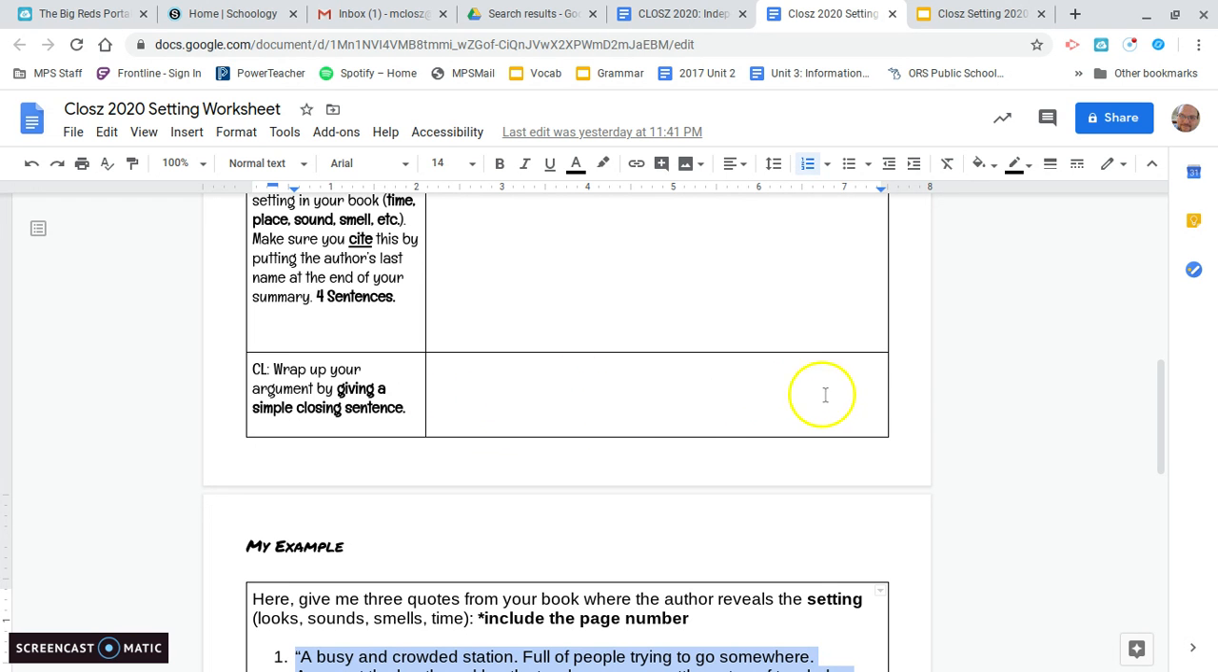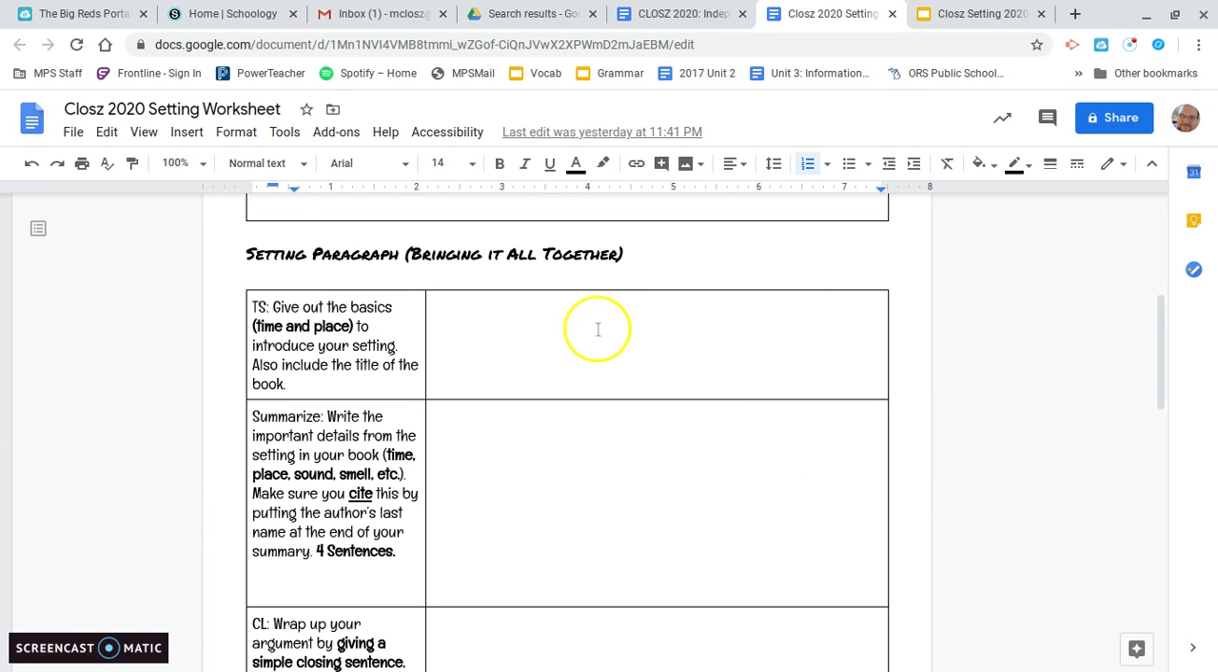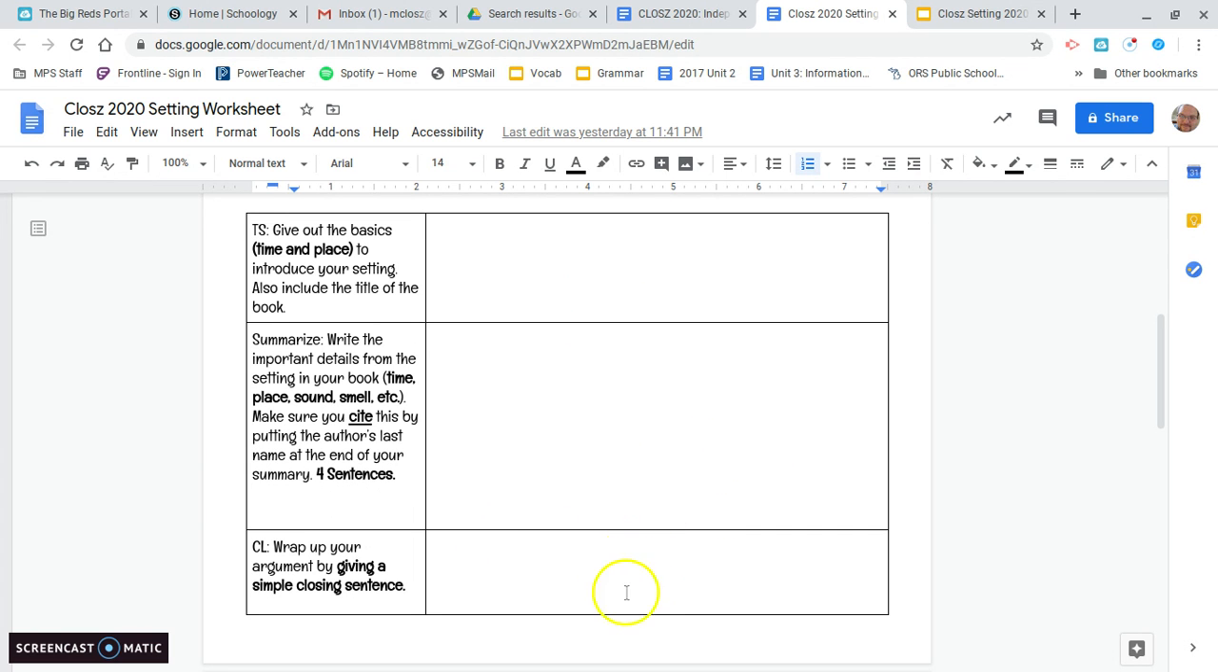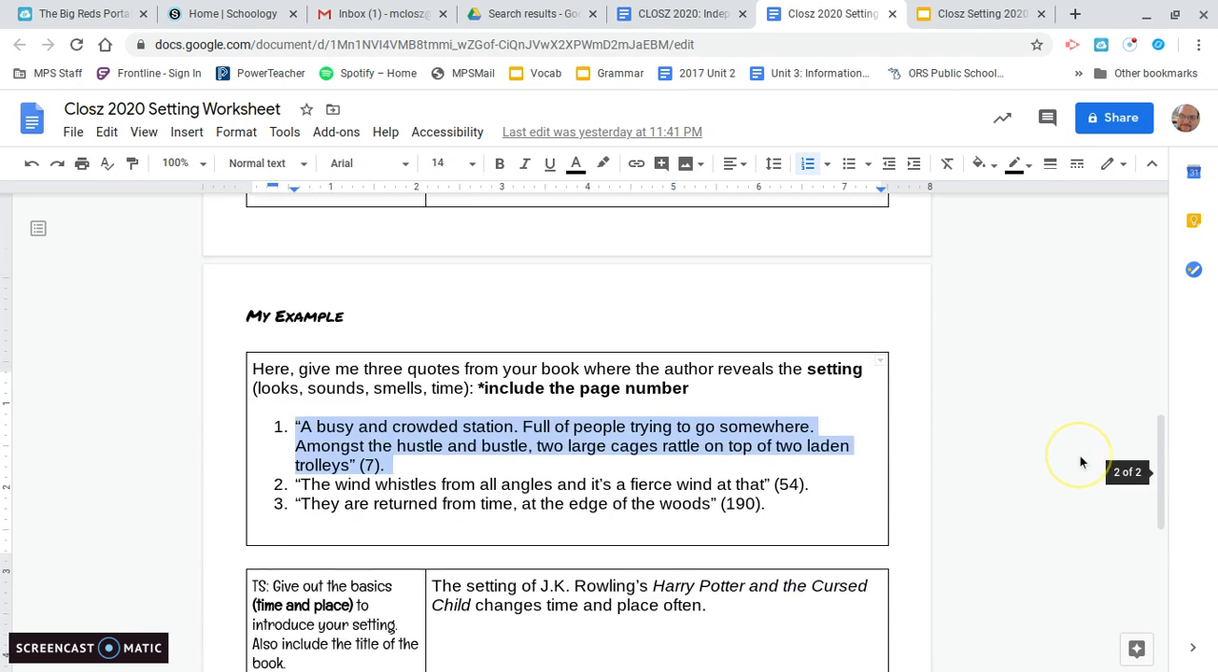That's going to kind of wrap everything up, just 1 sentence. So you need 1 sentence up here, 3 or 4 in the middle, and then 1 at the end. So we're looking for 5 or 6 sentences.